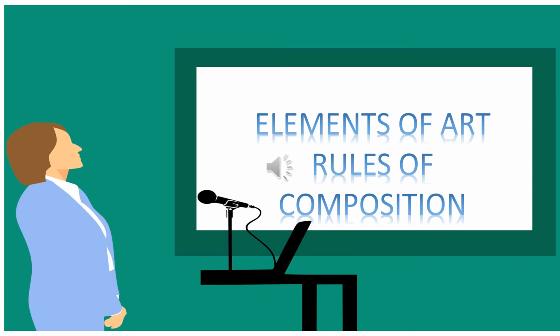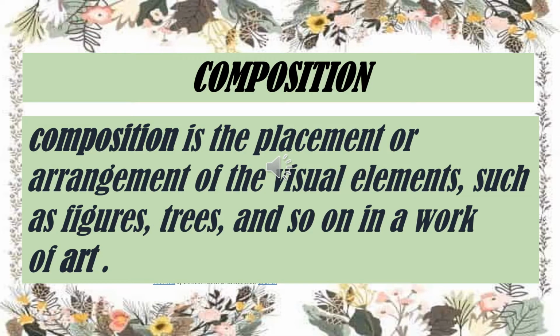Today we are discussing the elements of art, the basic rules of composition, and how to develop a better composition. Now let's discuss composition. Composition is the placement or arrangement of the visual elements, such as figures, trees, and so on, in a work of art.